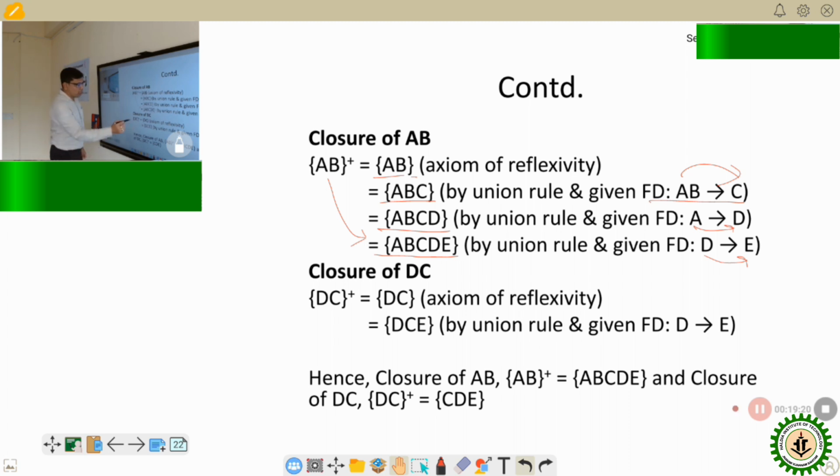Similarly, the closure of DC is this one: by the reflexivity rule, that is DC, and according to this functional dependency you add E into this set. There is no other functional dependency by which we can derive other attributes. Therefore, this is the closure of DC. So this is the closure of AB and this is the closure of DC.